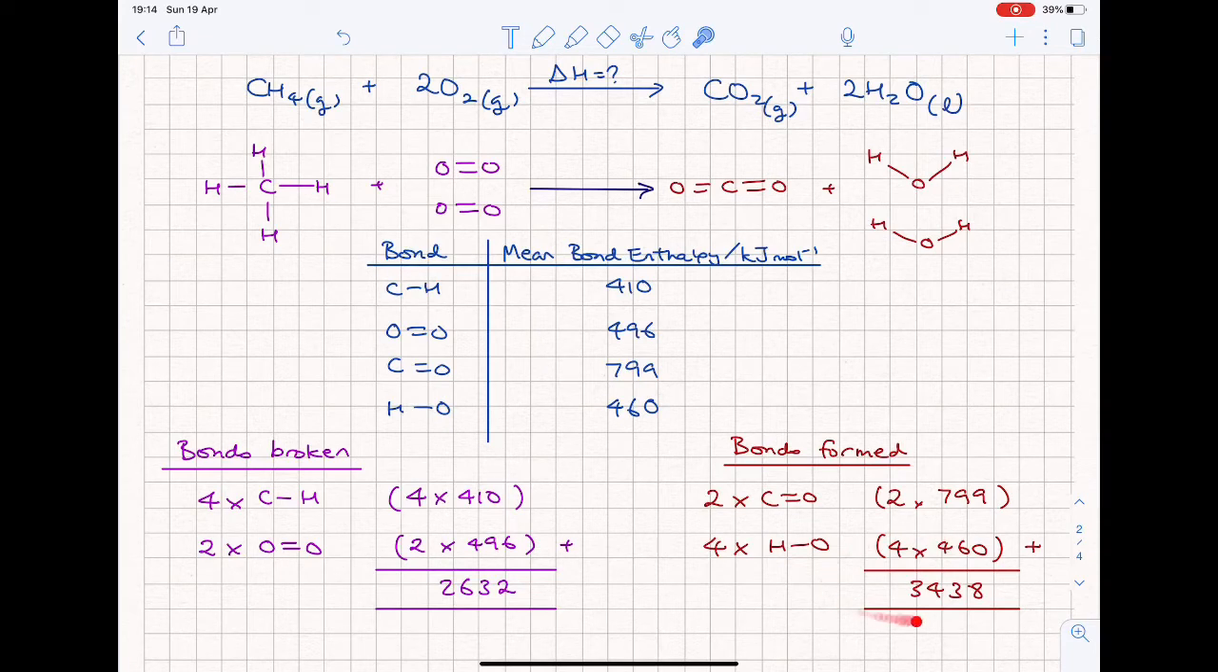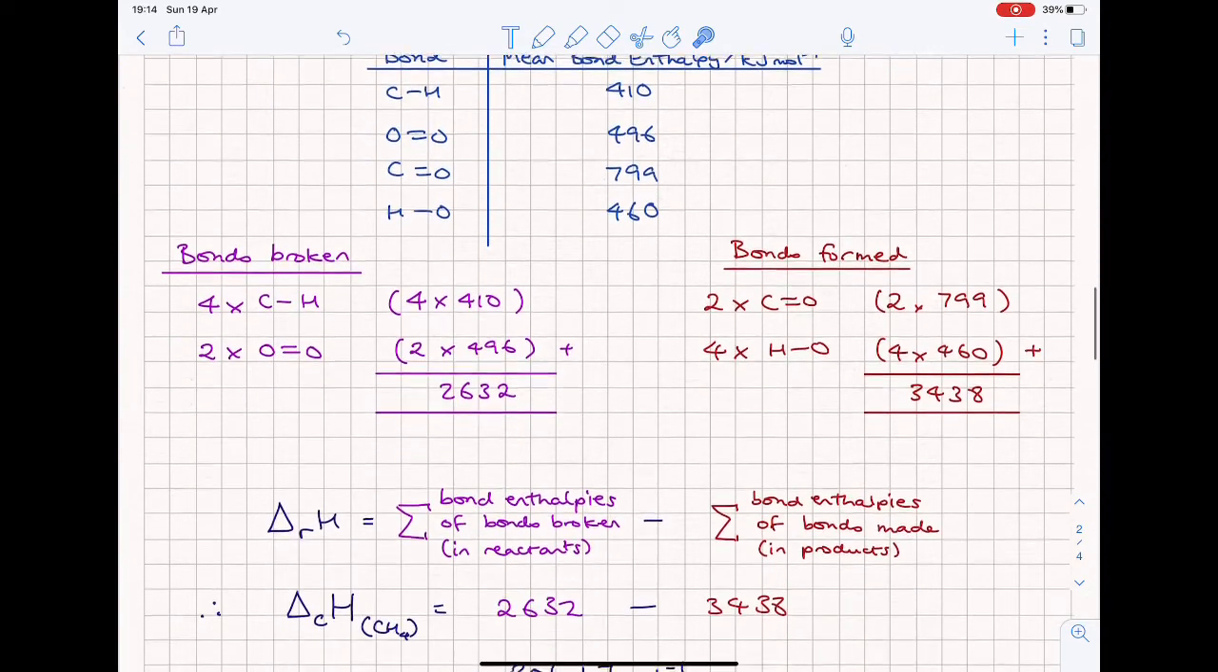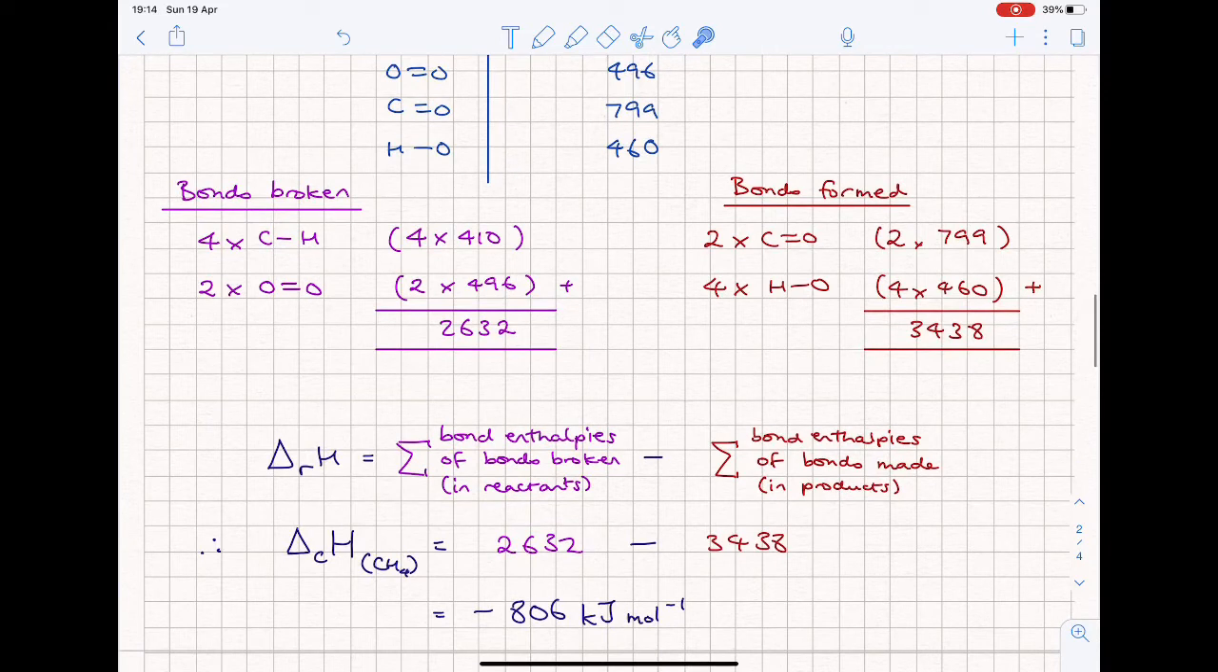So you take away the big number from the small number. And if you put more energy in than you release, then it must be a positive number. So you take the small number away from the big number to give a positive number. However, if you want an equation, here it is. So in this case, taking the bigger number from the smaller number to give us a negative value, we get minus 806 kilojoules per mole for the enthalpy change for this reaction.